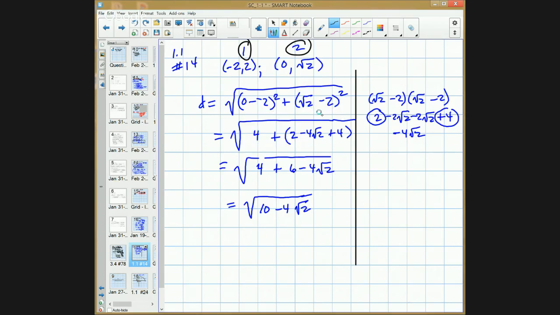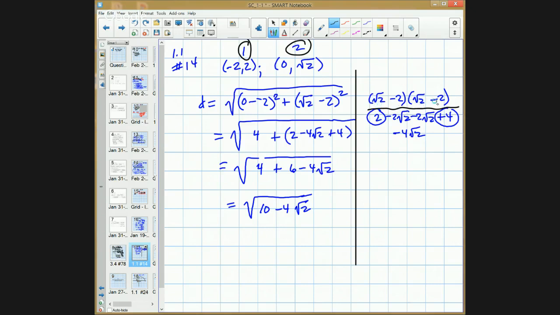And what's 2 squared? 4. Now this one's a little more of a challenge. How do you square the square root of 2 minus 2? Well, you do it the long way, like I did over here on the right. You just whack it out. Do all the handshaking. Square root of 2 times square root of 2 is 2.